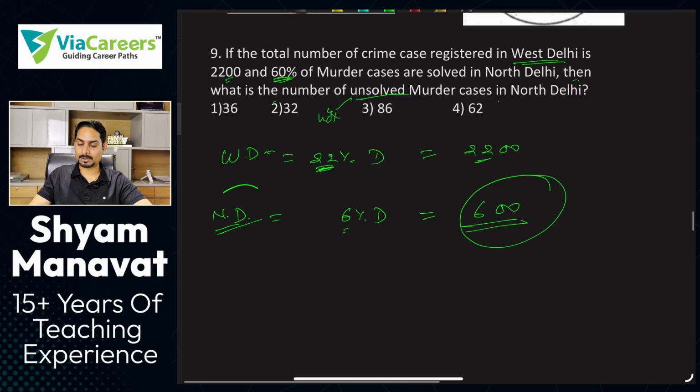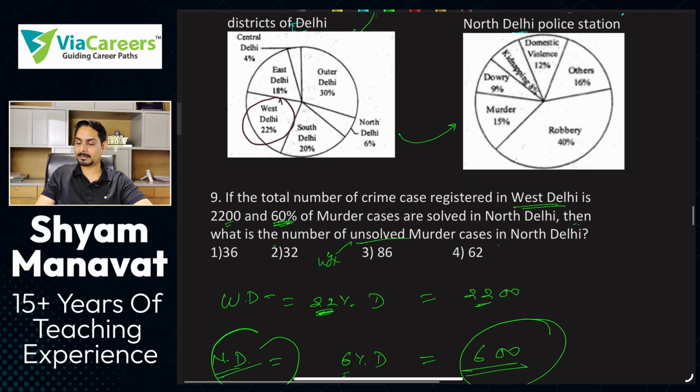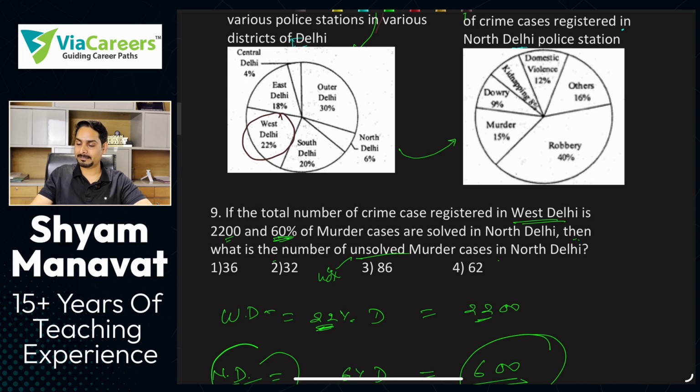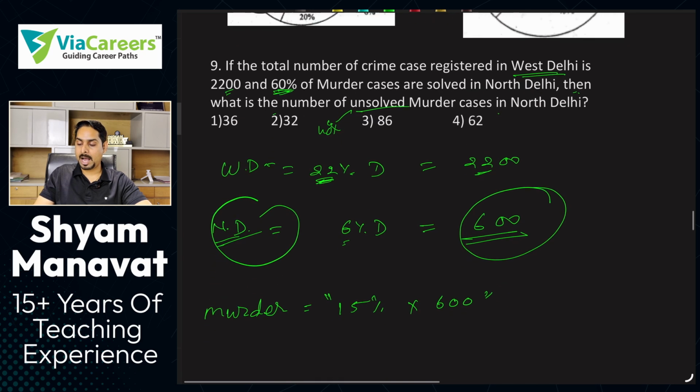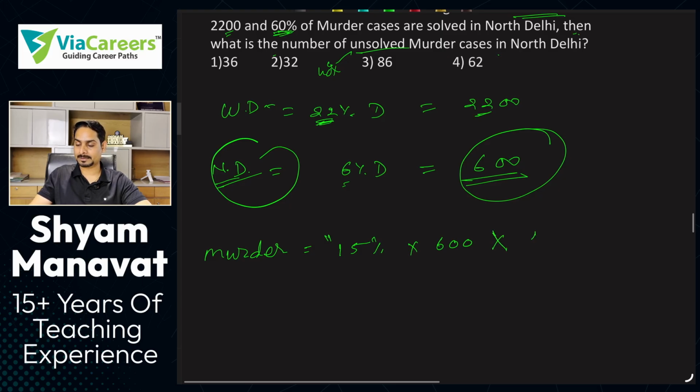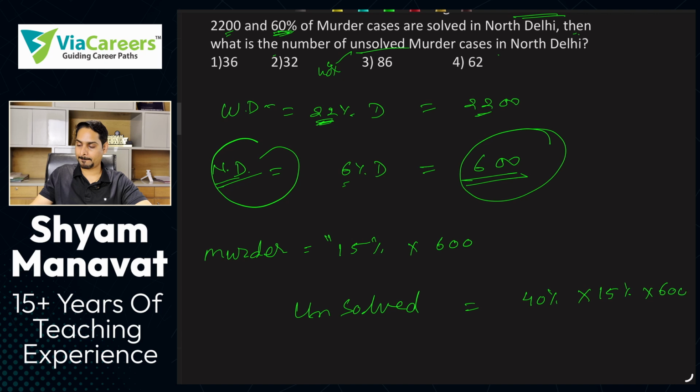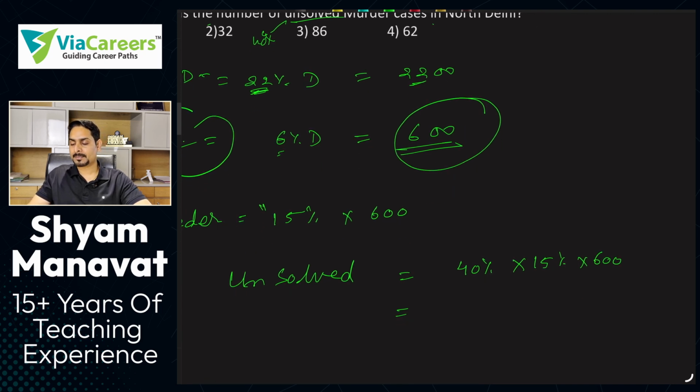Now out of this total number of cases in North Delhi, let's calculate how many are murder cases. So murder cases as per the data we have, that is 15%, right? So now if I check 15% of 600, that will be murder cases. Do you understand? Do you agree? These are murder cases. Now, out of these murder cases, you have got 40% unresolved. So here, if I find out unsolved, then that is 40% of 15% of 600, right? So if you simplify this, you remove the sign of percentage and then get it solved.